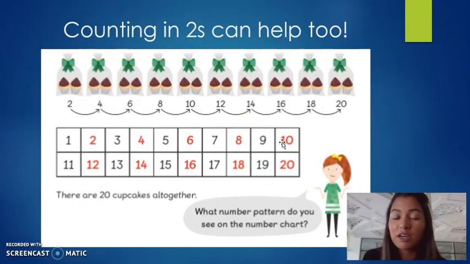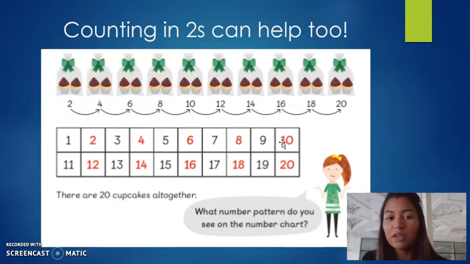As we said earlier, counting in 2s helps a lot, and the children have very good knowledge of this from Year 1. So 2, 4, 6, 8, 10, all the way to 20, and encouraged to recognise patterns as well.